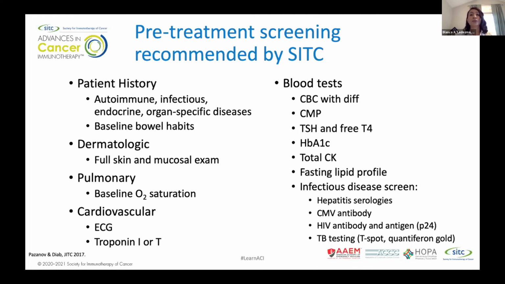For derm, you want to do a full head to toe exam, including a mucosal exam. Pulmonary: O2 sats at baseline. Cardiovascular: having an ECG at baseline, which almost all of us have on our patients, but troponins we may not, so that is something to consider having at baseline. Blood tests: the basics, CBC with diff, CMP, TSH, T4, hemoglobin A1C, total CK, fasting lipid profile, and the infectious screen with hepatitis, CMV, HIV, and TB.